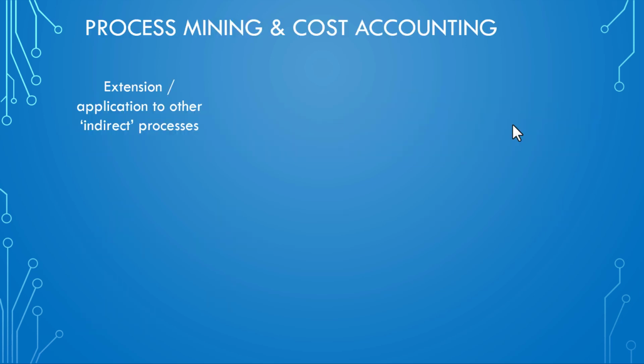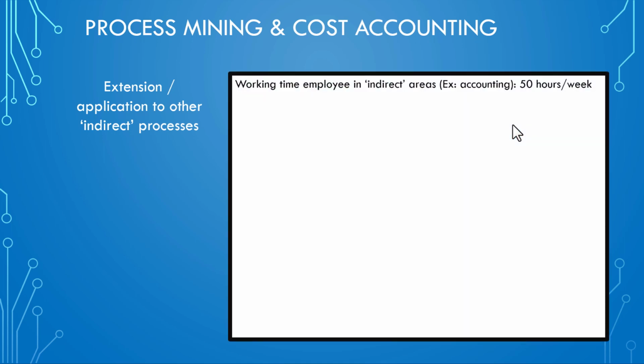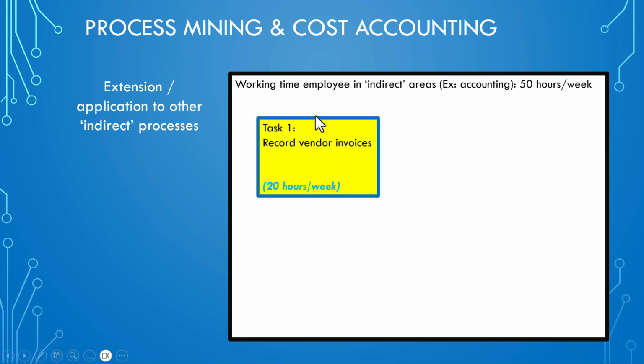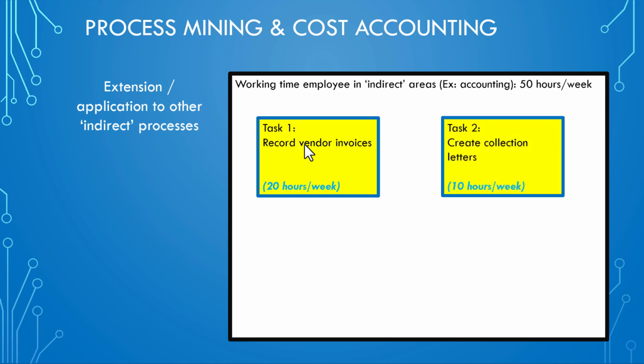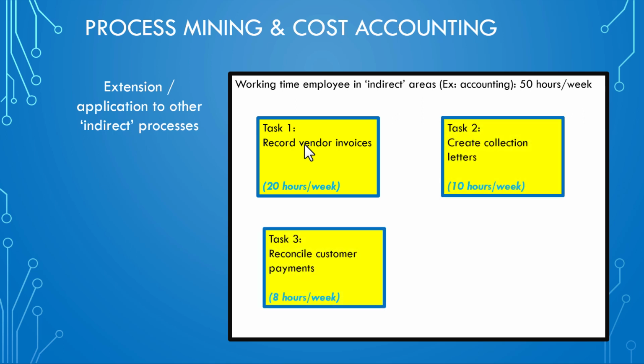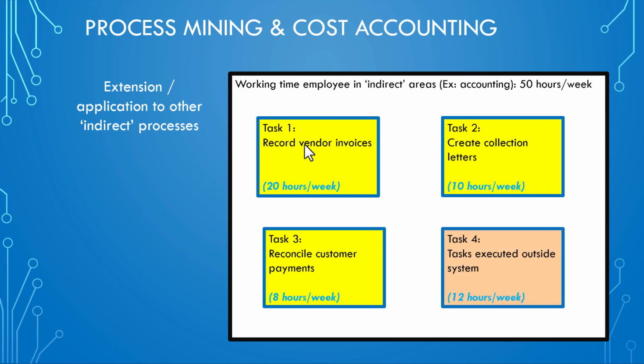And if you are analyzing a process like this, so let's say you want to analyze things that are going on in the finance and accounting department, then people typically don't only record invoices. So there's more than a single process. Yeah? So I have here a task 1, the vendor invoice recording, that I analyzed with the help of the process that I just showed you. But people typically do other things. So for example, create collection letters, reconcile customer payments. Maybe they do some tasks outside the system where you do not have recordings.